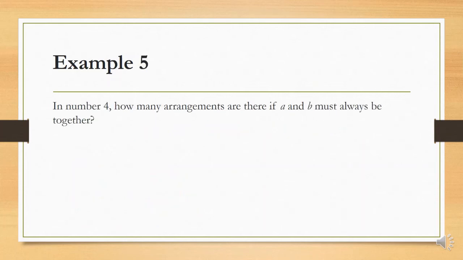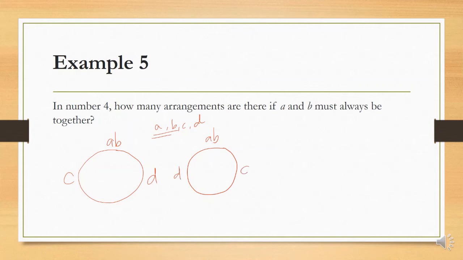Now for example number 5, in number 4, how many arrangements are there if A and B must always be together? Okay, so ang scenario ganito. So sa isang table, since A, B, C, and D yung iuupo natin, at lagi daw magkasama sa isang upuan, si A and B, so ilalagay natin sila dito sa isang upuan. And then the rest, we arrange yung natin, letters. Okay? So kasi, sa isang arrangement, pwede namang dito si C, dito si D.